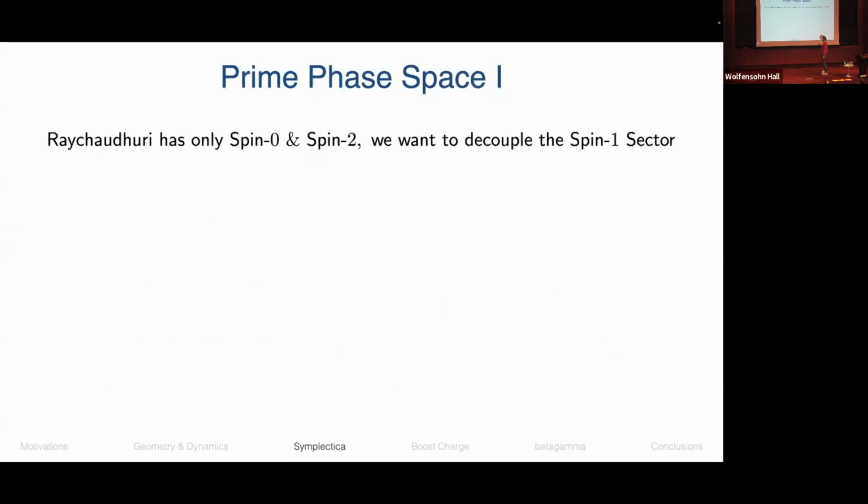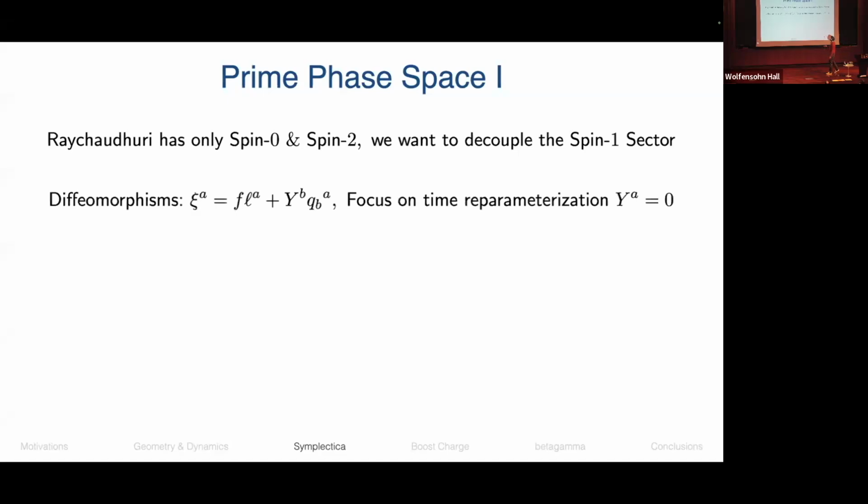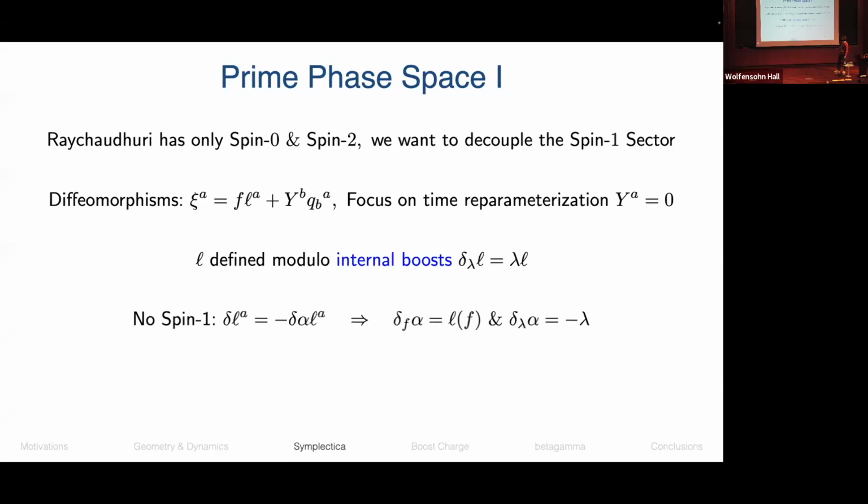Okay, now we want to focus only on Raychaudhuri. We don't want to talk also about Damour. And since Damour is evolution equation for the Hajicek and the spin 1 sector, we want to decouple the spin 1 sector and focus only on spin 0 and spin 2. And to do so, we notice, first of all, that it's enough to consider diffeomorphisms along L, so the time reparametrization diffeomorphism, so we set y to 0, and that L itself is defined modulo internal boost, because the condition L dot Q equal to 0 is invariant under this transformation. Okay, so we can use this internal boost to actually dress the diffeomorphism.